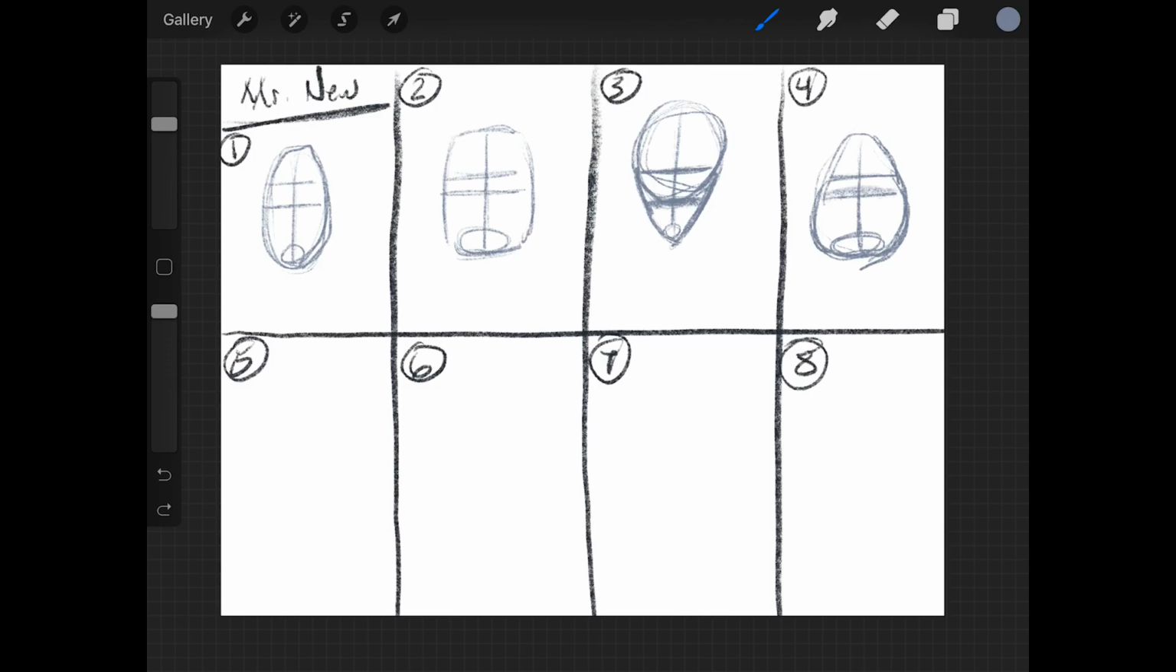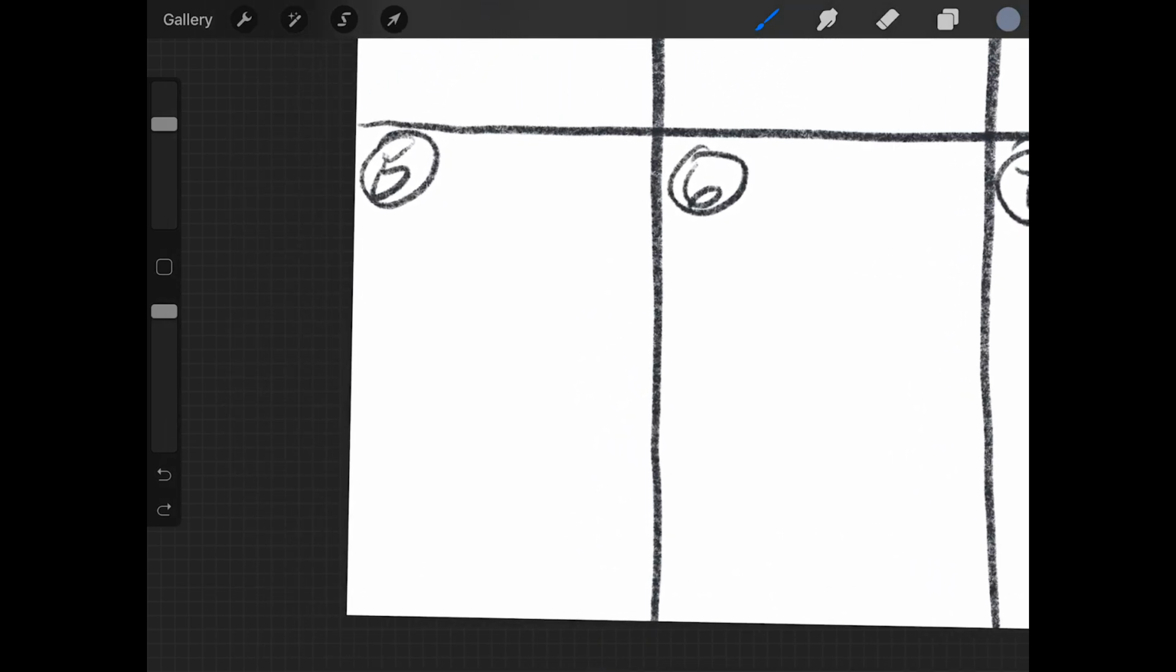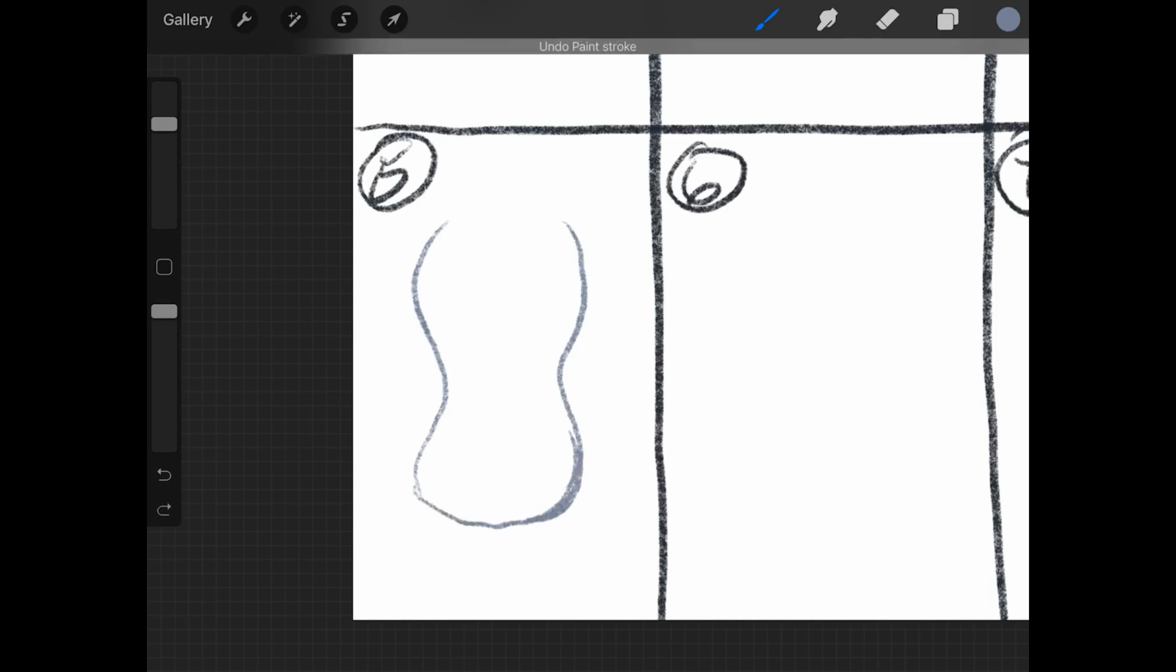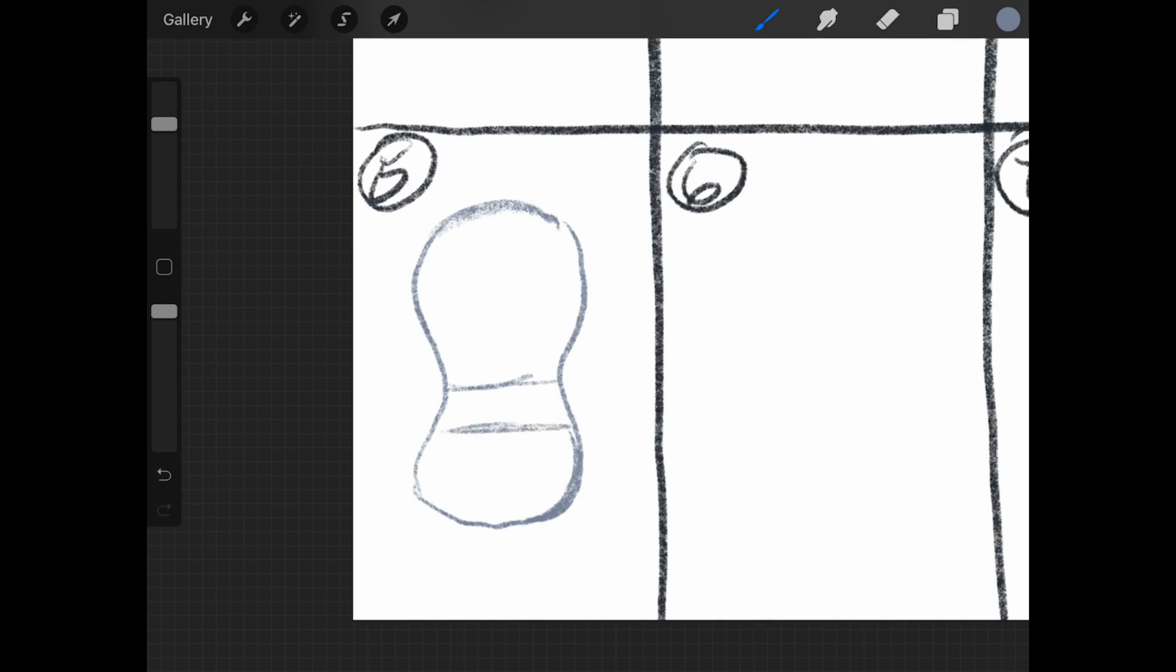Moving to box number 5. Box number 5, we're going to make almost like a figure 8 kind of shape, or what some people might call more of an hourglass shape, where it's pinched across the middle. And then a line straight across the middle. This time, instead of doing a line above it, let's do a line below it. Our center line going down the middle, and our chin. Let's make that chin a little bigger.